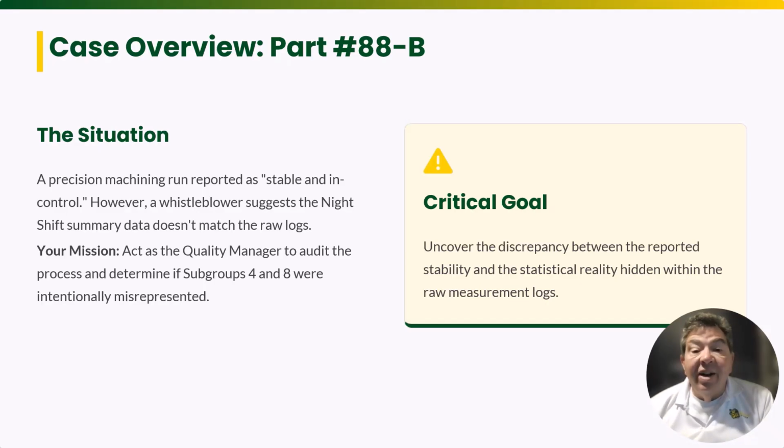Here's the situation. A precision machining run for part number 88-B was reported as stable and in control. However, a whistleblower has suggested that the night shift summary data doesn't actually match the raw logs. As the quality manager, your mission is to audit the process and determine if subgroups 4 and 8 were intentionally misrepresented to hide a problem.